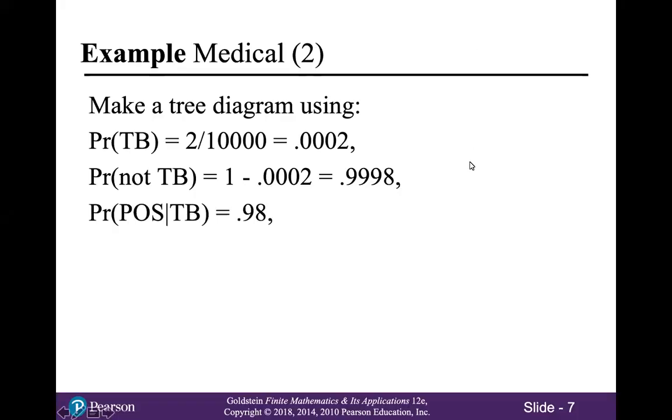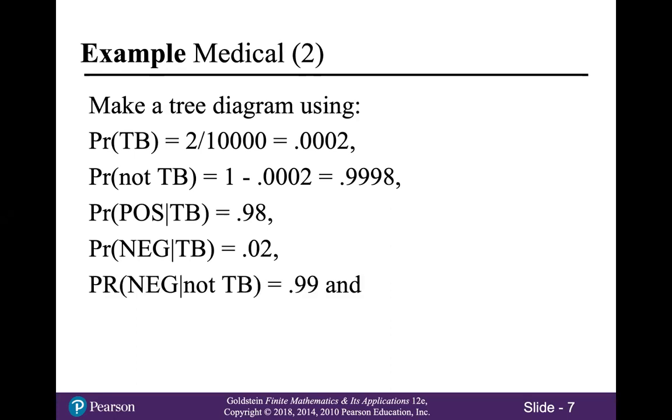The probability the person tests positive, given that they have TB, is 0.98. The probability they test negative, given that they have TB, is 0.02. The probability they test negative, given that they don't have TB, is 0.99. And finally, the probability that they test positive, given that they don't have TB, is 0.01. So now I am going to switch over to the tablet where we will make this tree diagram.